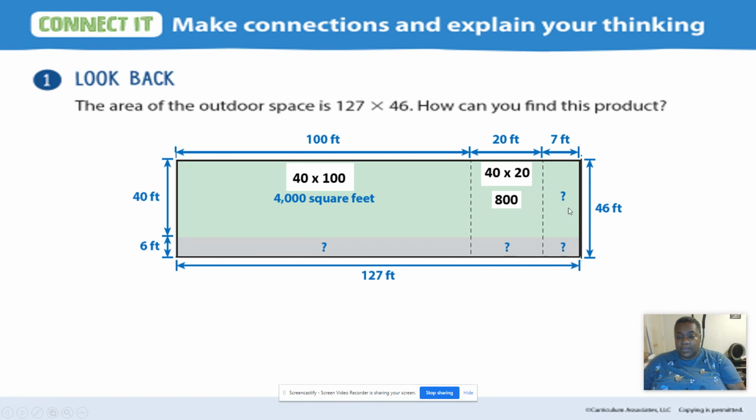How about this area? What will we multiply together to get this one? That's right, 7 times 40. 7 times 40 is going to give us 280. 1 zero in our factors. 4 times 7 is 28. 280.